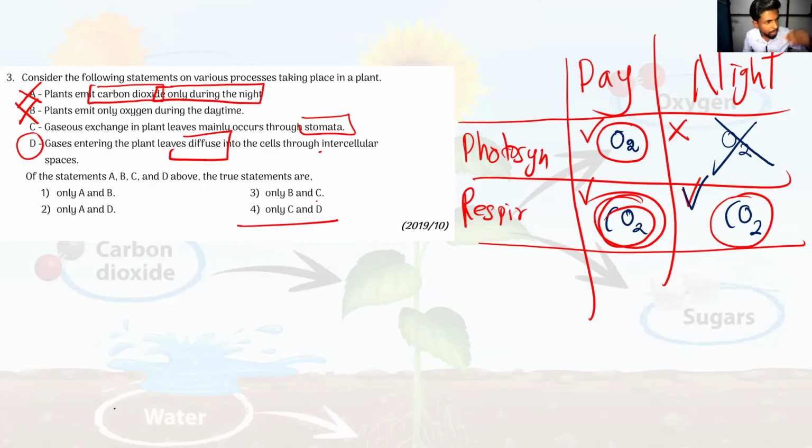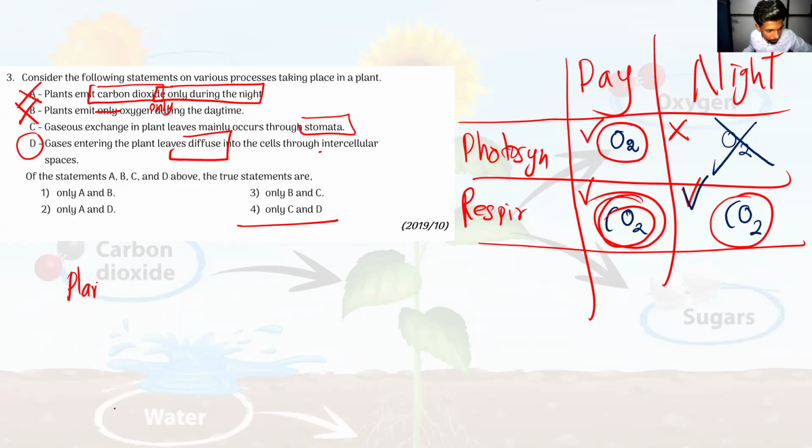Now I want to ask you, Pula, did you get the idea why statements A and B are wrong? Pula, did you get the idea? Now I'm going to make a small change in the statement. Okay, listen here. I'm going to cut that 'only' and put that 'only' here. Plant emit oxygen only during the night time. Oh, no, it is wrong. Wait a minute. Okay, I'm going to change it like this, right?